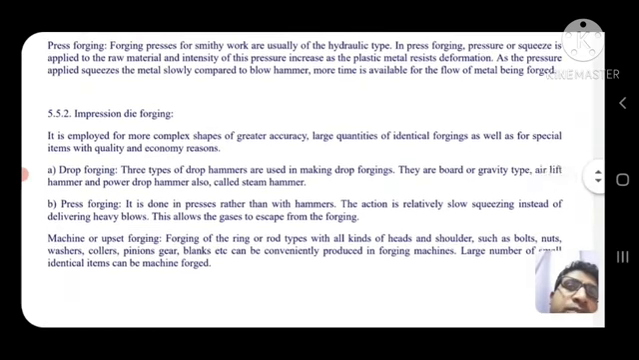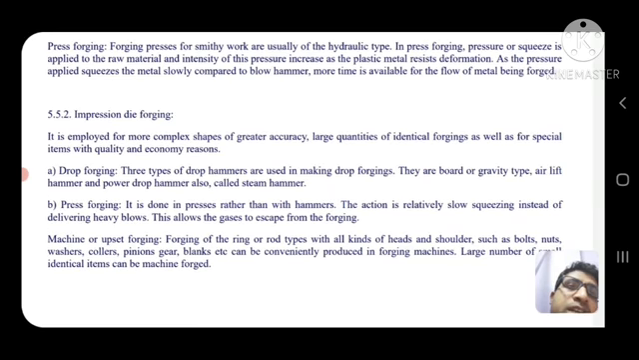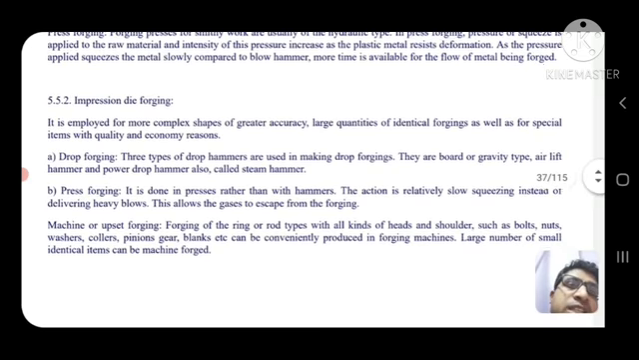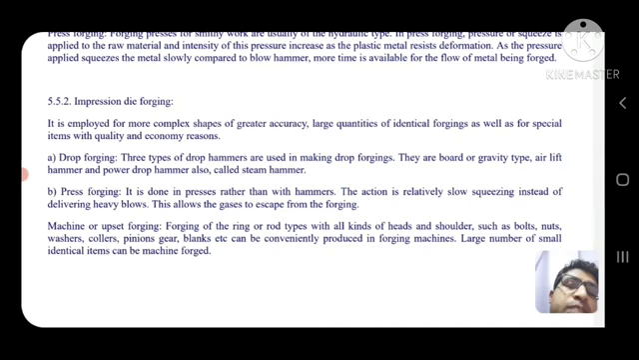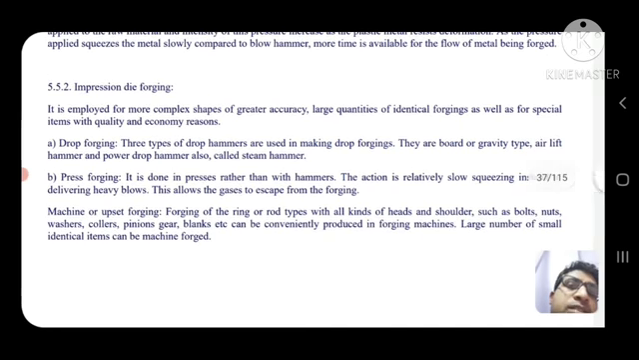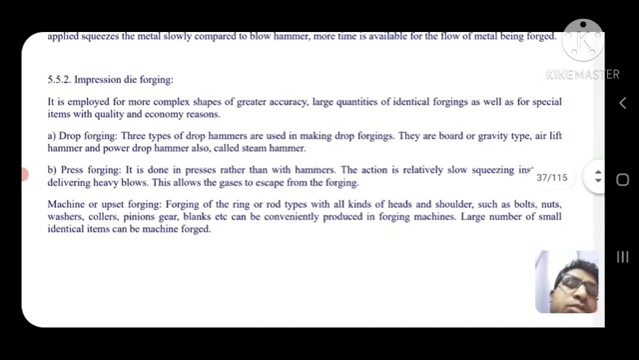Press forging. Forging presses for smithy work are usually of the hydraulic type. In press forging, pressure or squeeze is applied to the raw material, and the intensity of this pressure increases as the plastic metal resists deformation. The pressure squeezes the metal slowly compared to a blow hammer. More time is available for the flow of metal being forced.